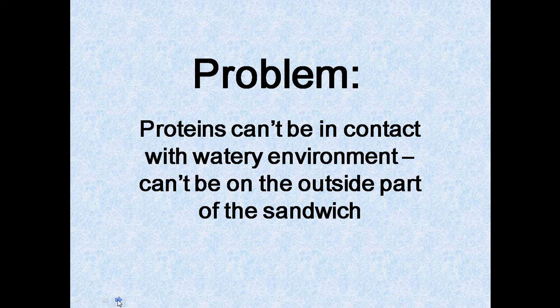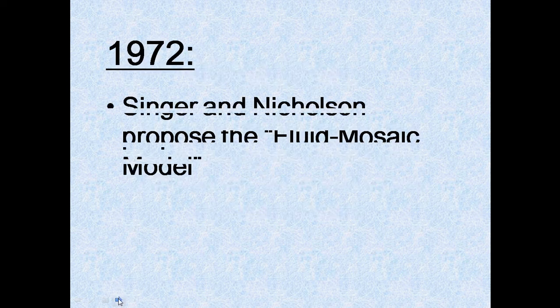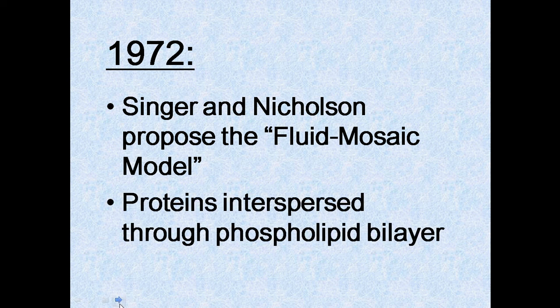So in 1972, Singer and Nicolson, two other scientists, proposed this idea of the fluid mosaic model. And we're going to talk about this. This should be your last entry in your timeline. Add it now. And what they propose is that the proteins aren't on the outside, like the bread for the sandwich model. Instead, they are interspersed. They are just kind of passing their way through the entire membrane.